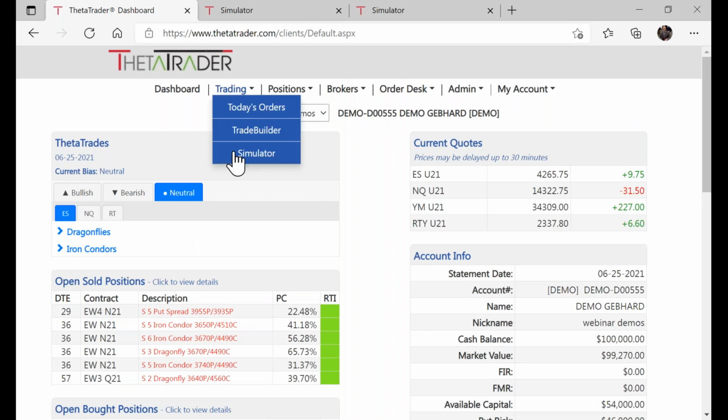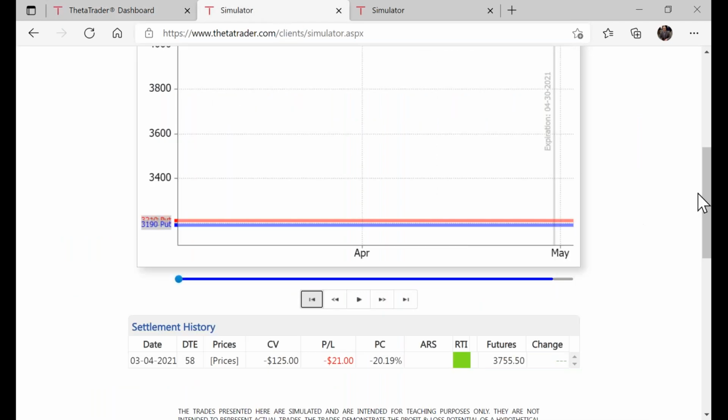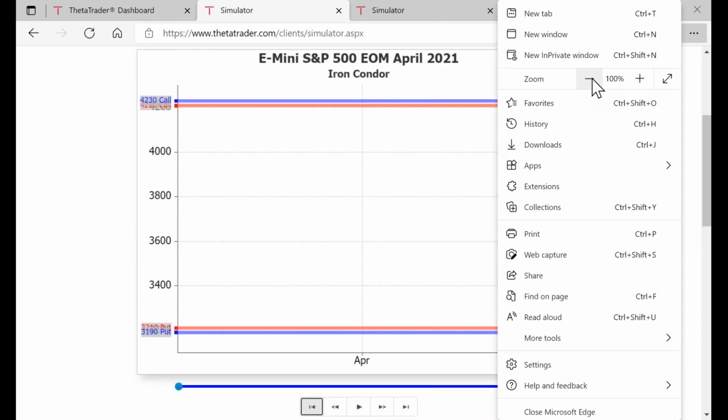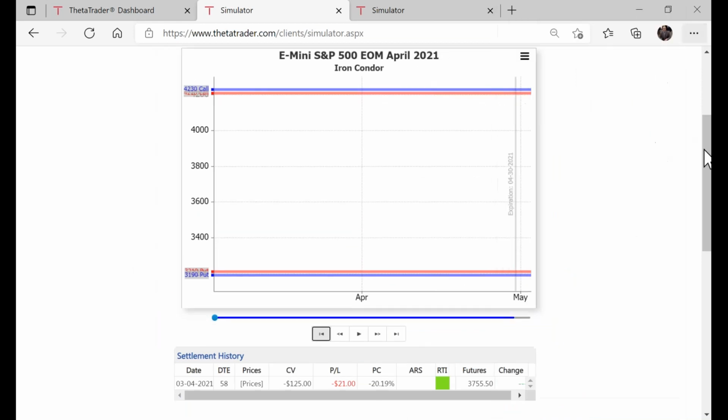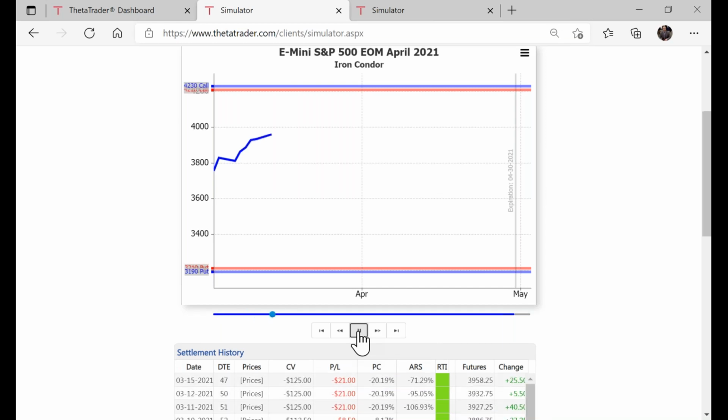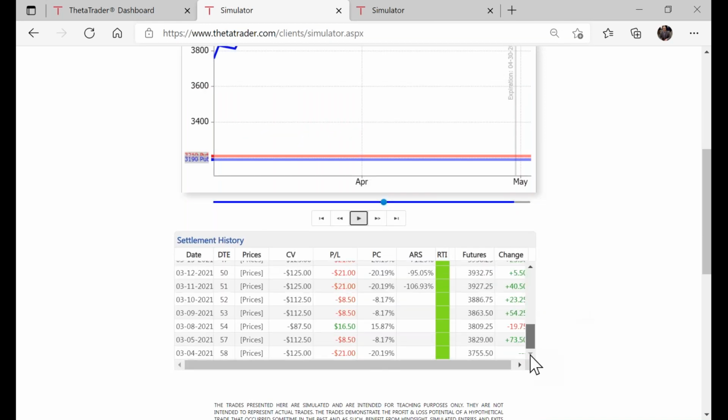You can do that here by running through the simulator. I've loaded one here. We're going to compare a Condor to a Dragonfly. And here is a trade from March 4 of this year, an Iron Condor Theta trade. We're going to use this play button to move forward in time. And I'll just run you through what's happening.